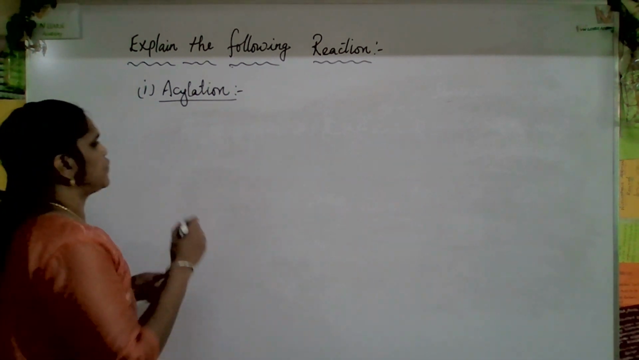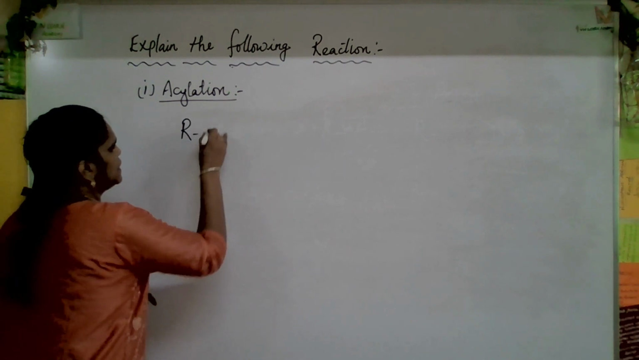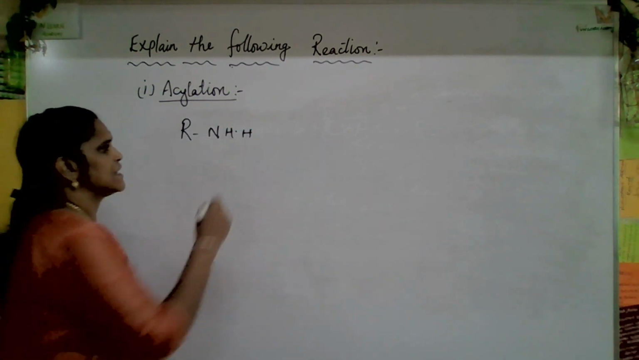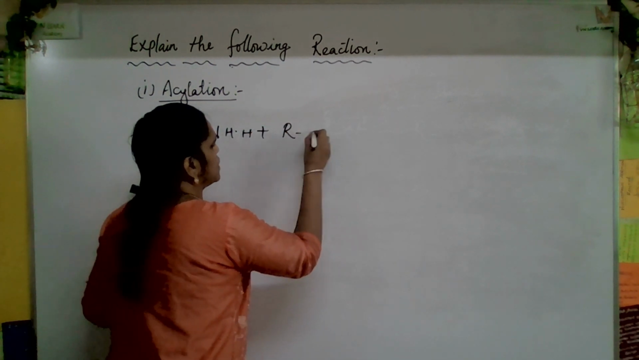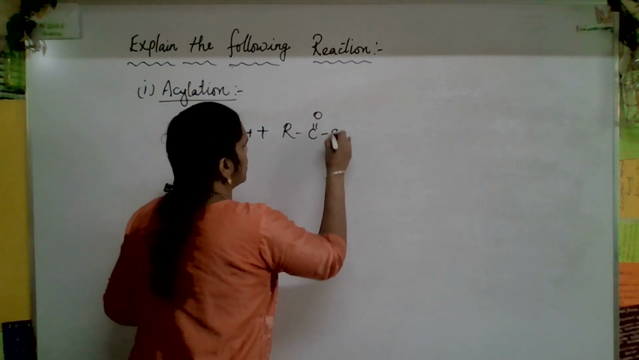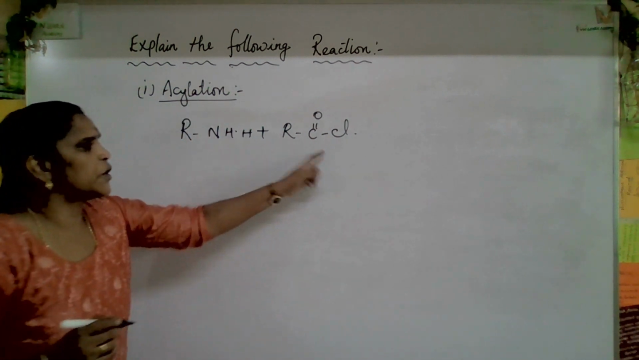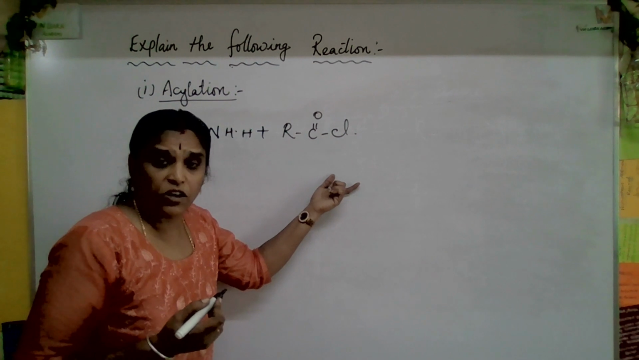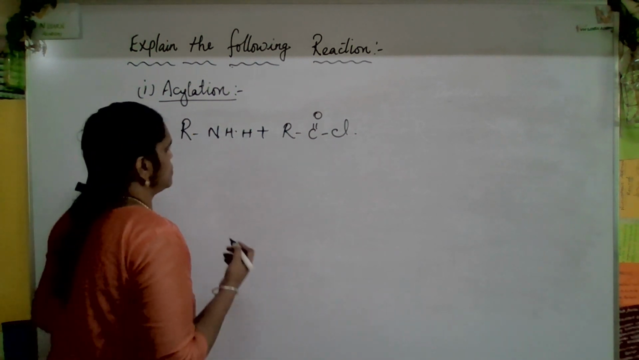Come on, let us go for that reaction. RNH2. I just mentioned this because the active hydrogen can be replaced by what? The acyl group. Okay, so this is the acyl group, RC double bond OCl, an acid chloride. We can also say acyl group.